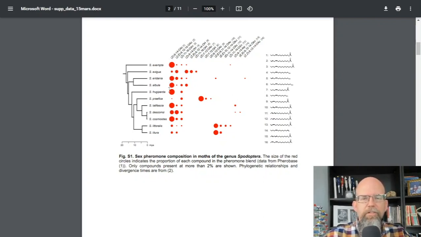You can see different moths, like the big round, the biggest red circles represent a lot of expression, right? They receive that particular signal really well. And then down here we have littoralis and litura, the last two down here. And they can sense a number of different chemicals in their environment, but they also receive a number of different chemicals that none of the other species do.